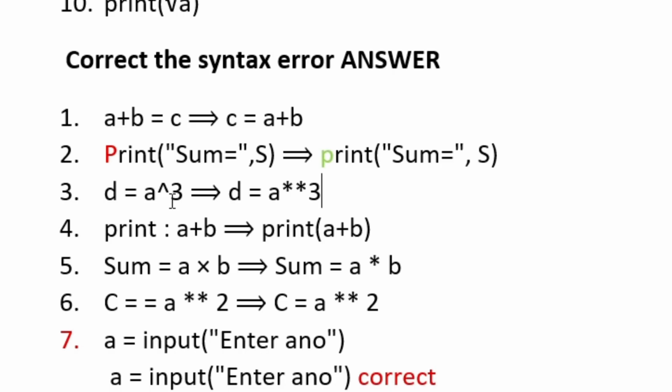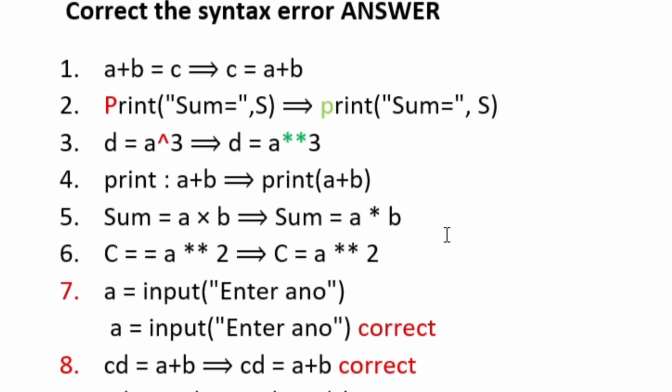Number 3. Wrong code: d equals a caret 3. Correct code: d equals a double star 3. Explanation. In Python, the caret symbol means bitwise XOR, not power. For exponent, we must use double star. So a double star 3 means a raised to the power 3.